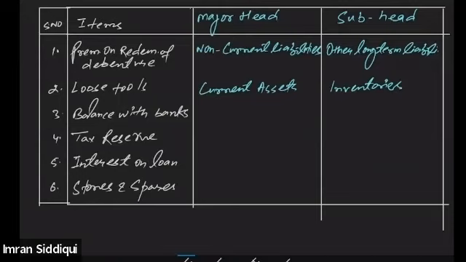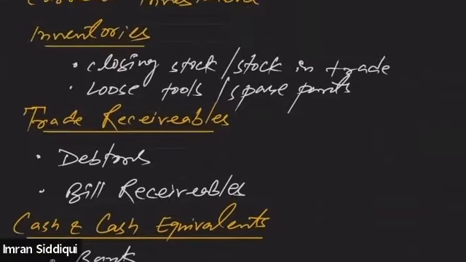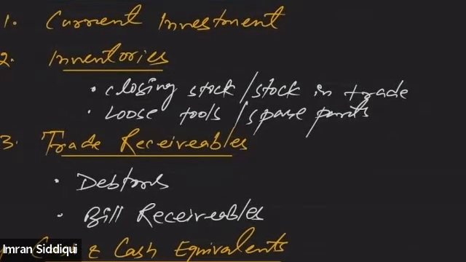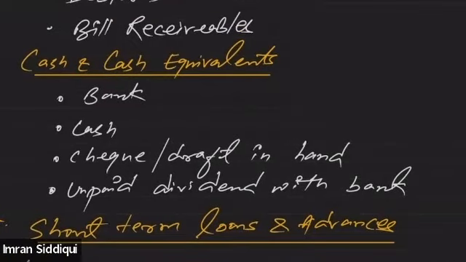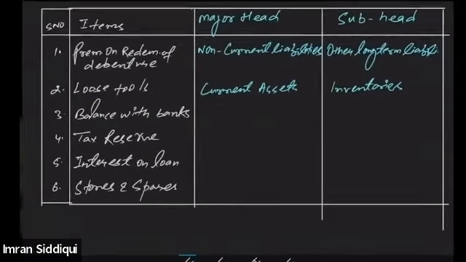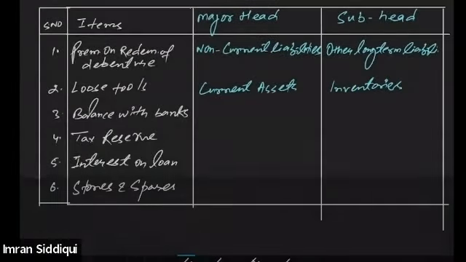All right. Then moving to the next point, balance with the bank. Obviously, the balance with the bank is a current asset. Let's find out. Balance with the bank falls under the major head of current asset, and it will fall under the subhead of cash and cash equivalent. Are you able to see that? Under the subhead cash and cash equivalent, you will find bank there. Right? Okay. So balance with the bank will fall under current asset.